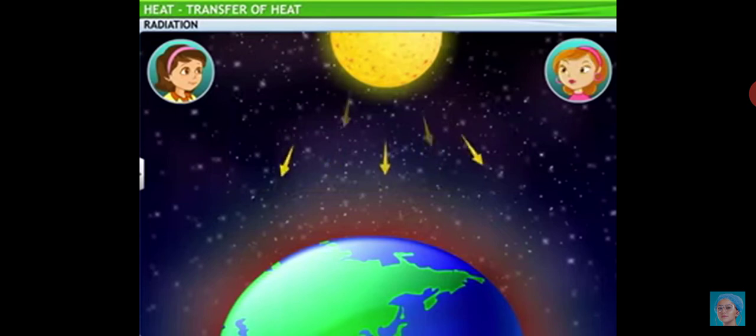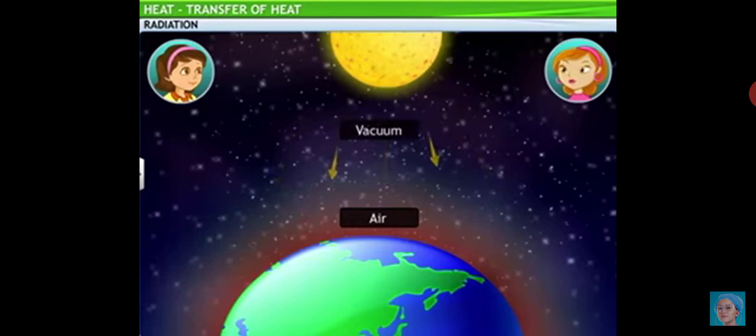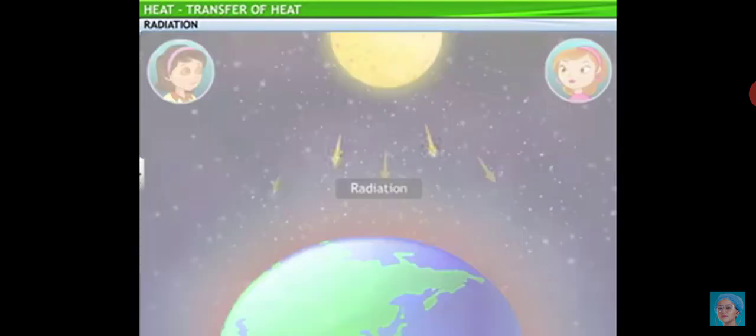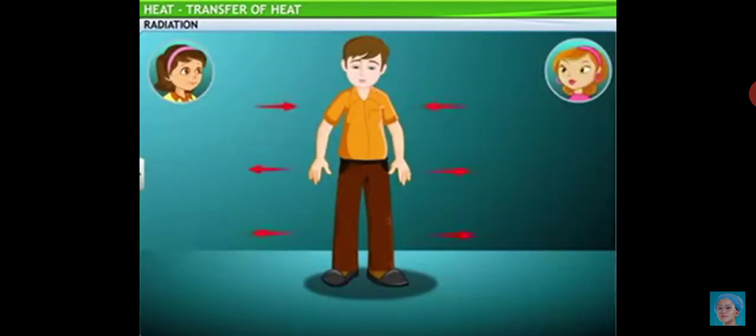Oh, you do know that the sun is situated very far from the earth, and air exists only up to 300 kilometers in the Earth's atmosphere. It's vacuum beyond that. Yes, I know. Despite that, we receive heat from the sun. Because of radiation. Exactly. For that matter, not only the sun, heat is radiated by all hot bodies. Our bodies too give out and receive heat due to radiation.